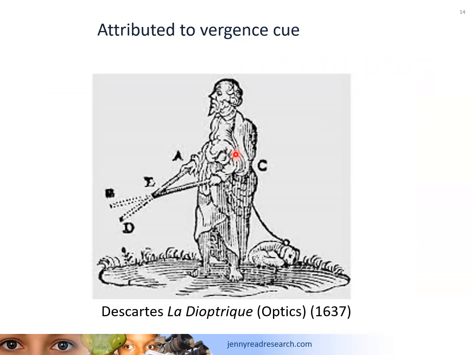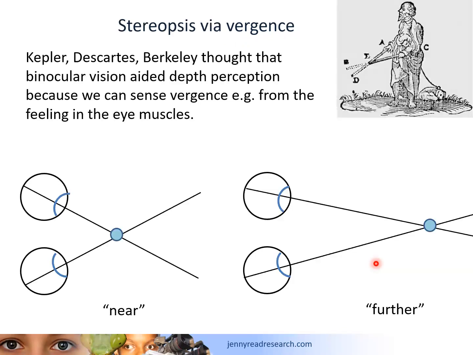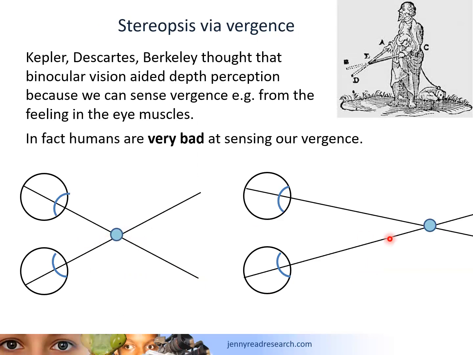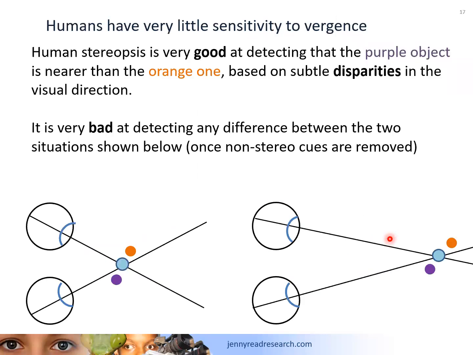So here's an engraving from Descartes' book on optics, and he's showing a blind man inferring the distance to objects by how far he has to point two sticks together to touch them. Presumably he's driven to such lengths because his guide dog looks a bit rubbish. So all these people thought that binocular vision must help depth perception because we could sense the vergence angle, right? So you can tell when something's near versus when it's far away. But ironically, humans are terrible at sensing our own vergence, and we get very little information from that vergence cue.